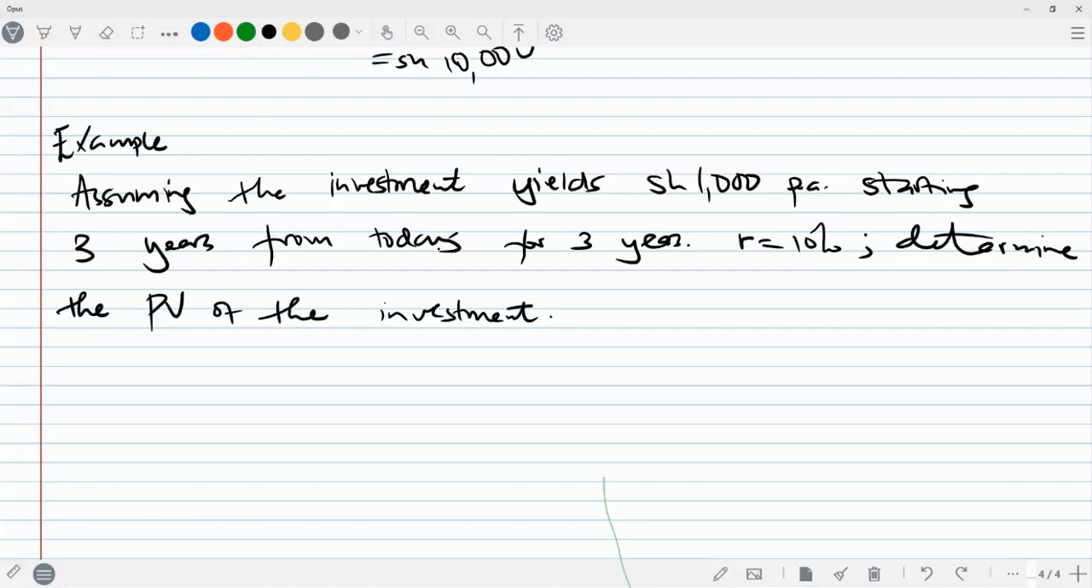And by the way, in case the question is silent and doesn't tell whether cash flows are in advance or in arrears, of course we assume the cash flow is in arrears. It is occurring at the end of the year. So what do you get? First work it out. Let me see how far you can go.